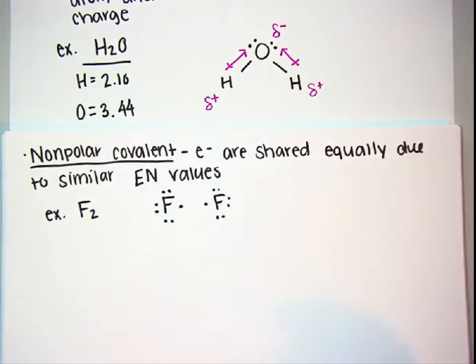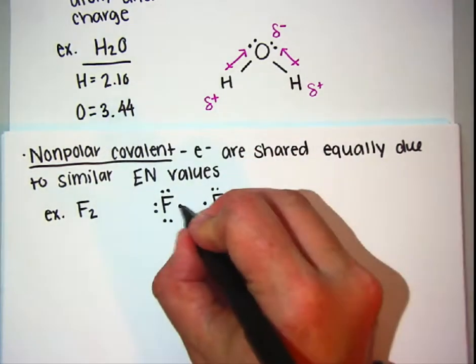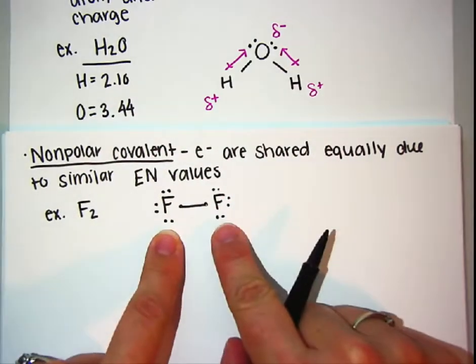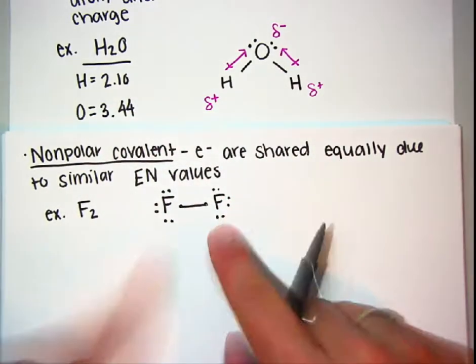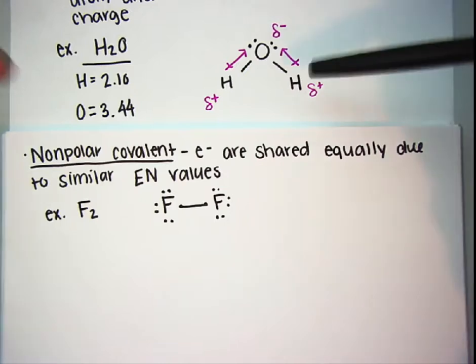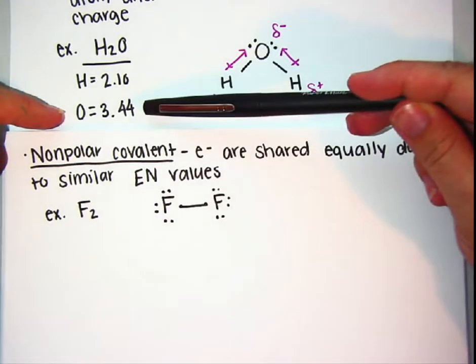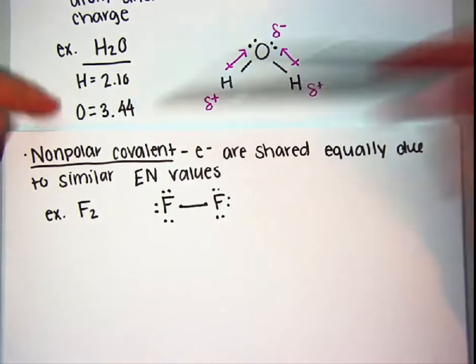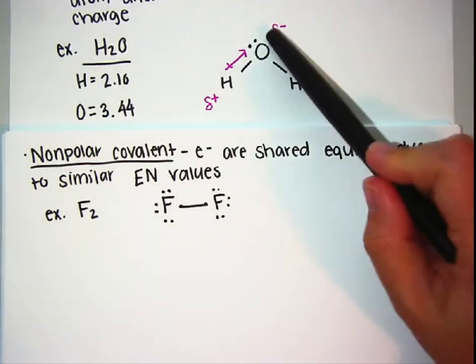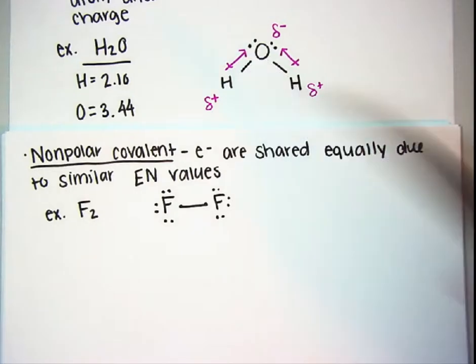So each fluorine has one unpaired electron and they're going to be shared and they're going to form a single bond. Well, each of these fluorines are going to have the same electronegativity value. Think of electronegativity kind of like we're playing tug of war. So going back up to water, oxygen is more electronegative. It has a stronger pull on those electrons. Imagine you're playing tug of war with someone who's stronger than you. They're going to pull that rope closer to them.